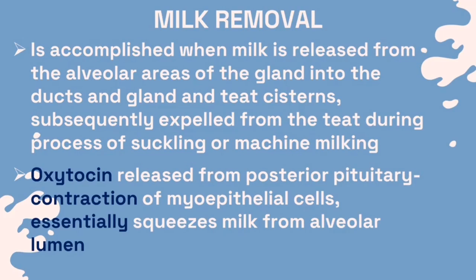For milk removal, it is accomplished when milk is released from the alveolar areas of the gland into ducts and gland and teat cisterns. Oxytocin is released from the posterior pituitary, and contraction of myoepithelial cells essentially squeezes milk from the alveolar lumen.